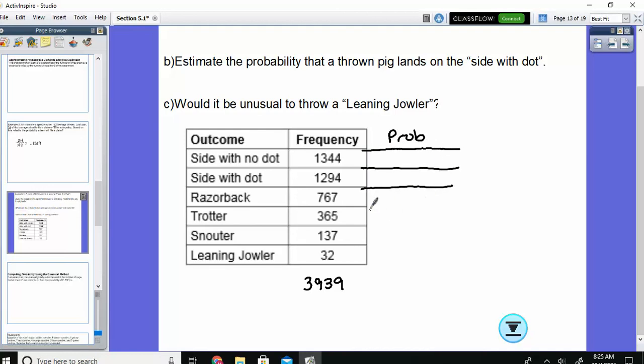So then we really are just going to add probability to this table. You could rewrite the table, obviously, if you're doing it on your own. You don't necessarily have to have all 3 columns for the probability table. You need the outcome and then the probability that happened. So to get each probability, you divide by your total. So the probability of landing on a side with no dot is 0.3412.